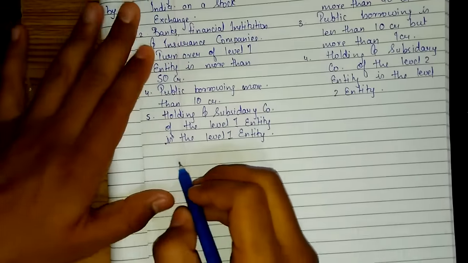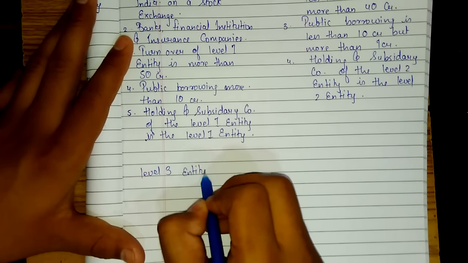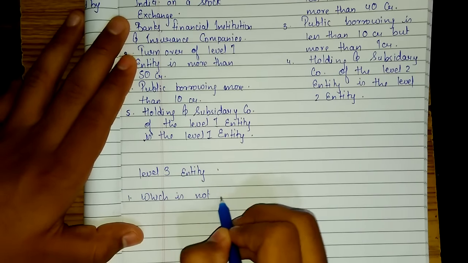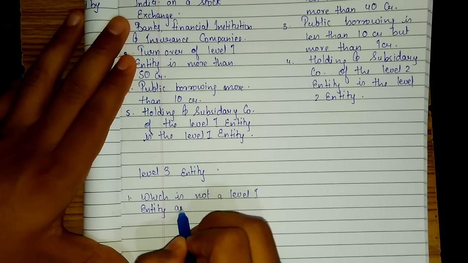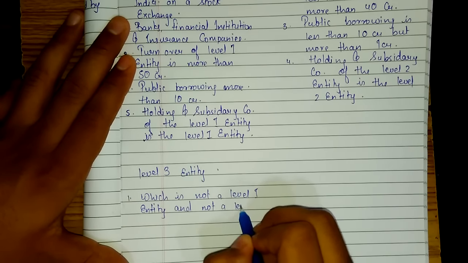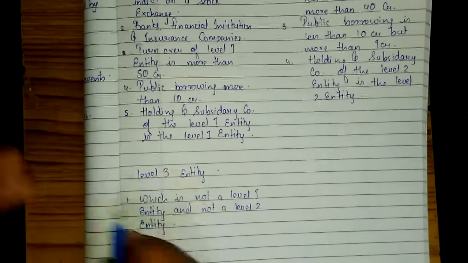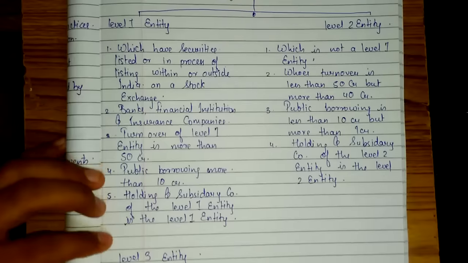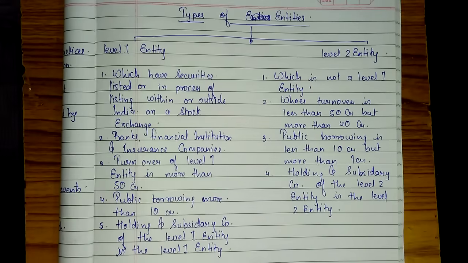Now we'll see level 3 entity. Very small it is. A level 3 entity is one which is not a level 1 entity and not a level 2 entity, and that is the end. So a level 3 entity is one which is not a level 1 entity and which is not a level 2 entity. I hope this is clear. So firstly, I want you all to please pause the video and copy this much, level 1 and level 2. Level 3 you can write on your own, but don't worry, I'll be showing it to you all.